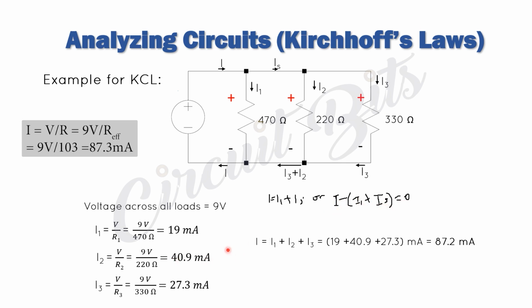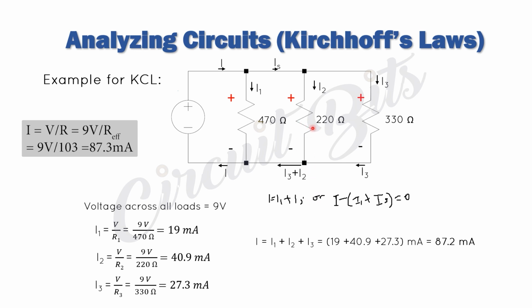So let's find out. Our I1 is 19 milliamps. Our IS is 40.9 plus 27.3 milliamps, which is the same thing as 19 plus 40.9 plus 27.3 milliamps. So you see, this will give us 87.2 milliamps, which is the same thing as I. So if we subtract I from 87.2 milliamps, we're going to have 0. So that's basically Kirchhoff's law.